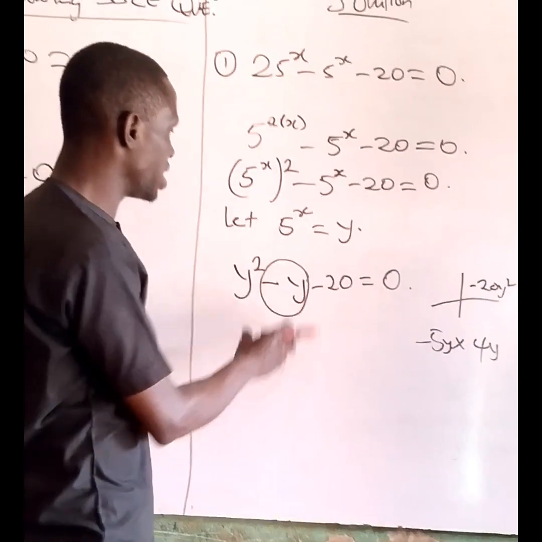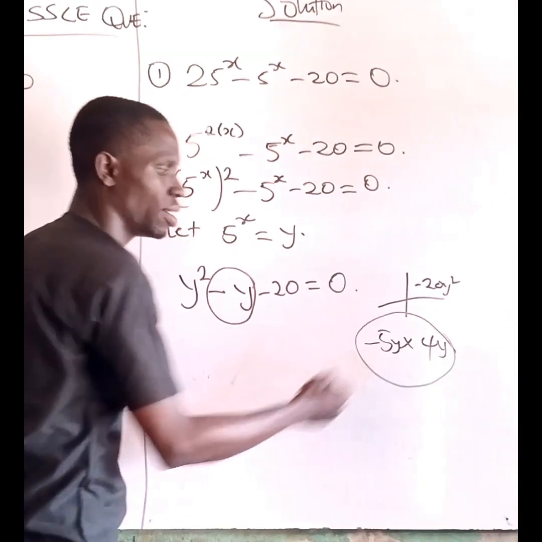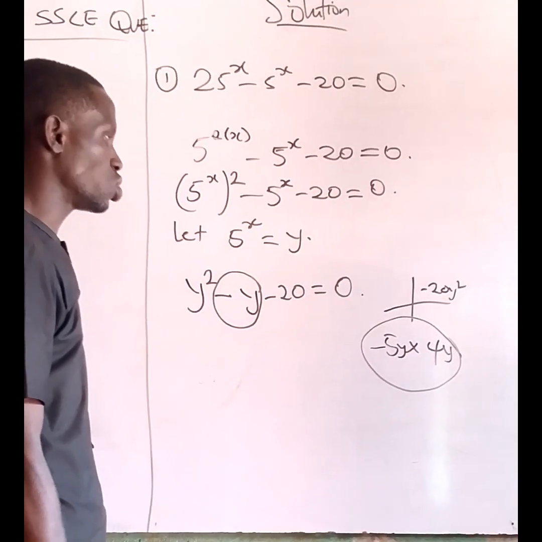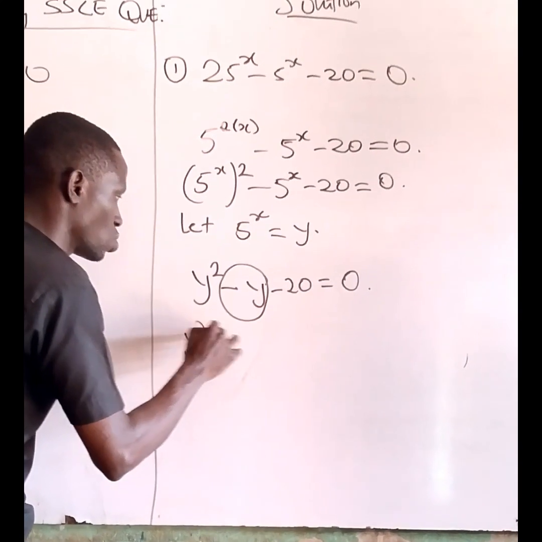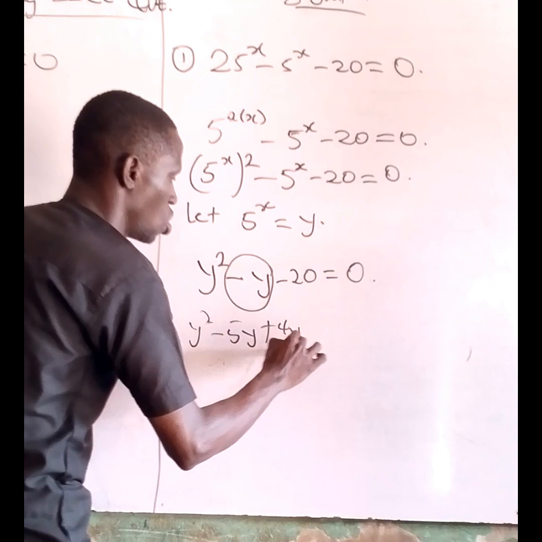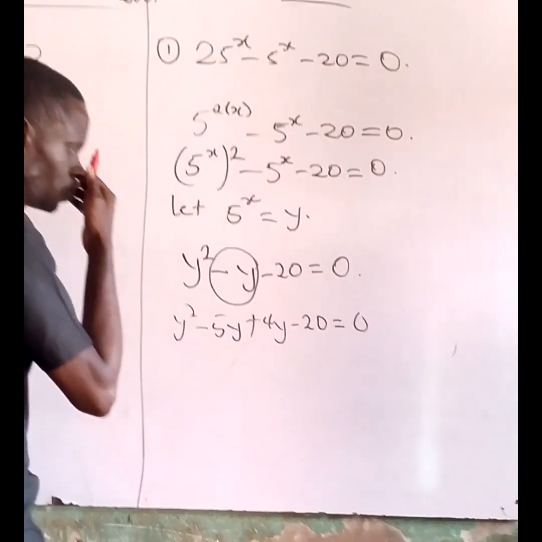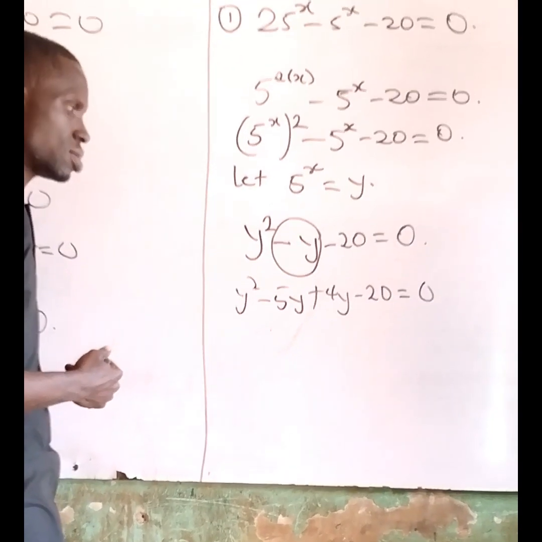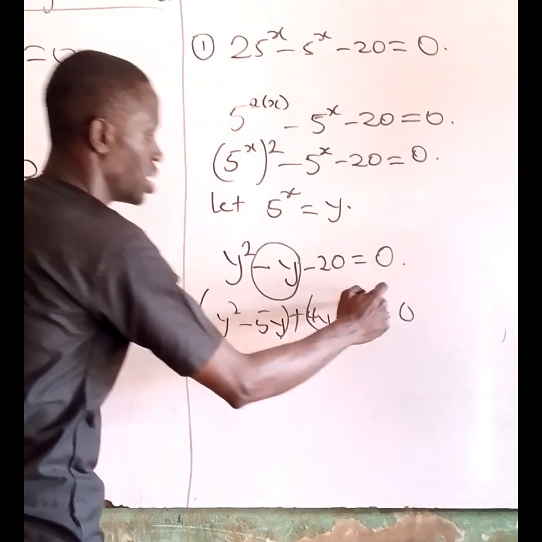So instead of writing this minus y, we substitute what we got here. We now have y squared minus 5y plus 4y minus 20 equal to 0. Now we can factorize. You factorize these two, you factorize these two.